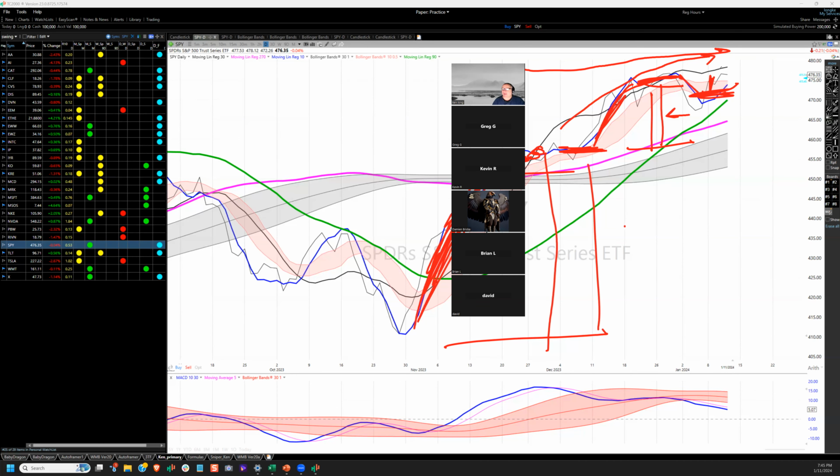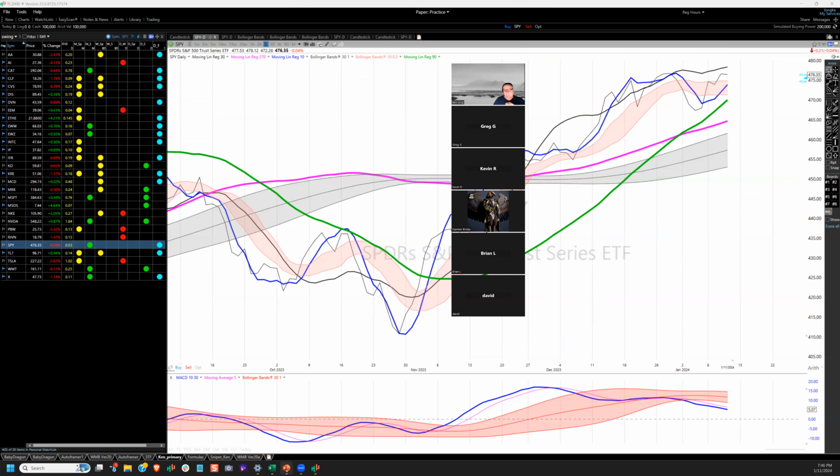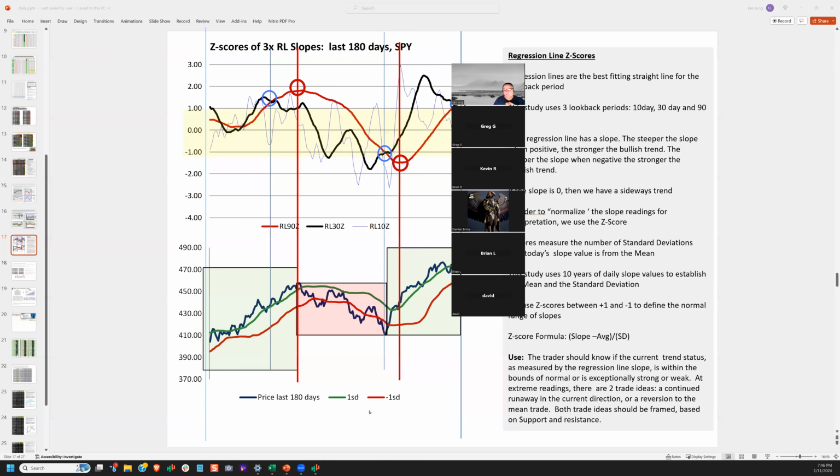which means that if this RL10 and 30 continue to stall and go sideways, then what you're going to see is the slope of the RL90, instead of being straight up, is going to start to diminish and flatten out and roll over. And then you would see the z-scores rapidly fail. And it's prone to doing that because it's already at an extremely strong reading above Z1. So what does that mean long term?